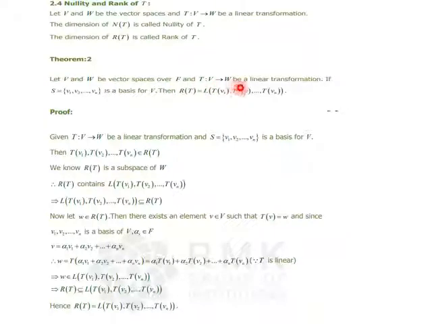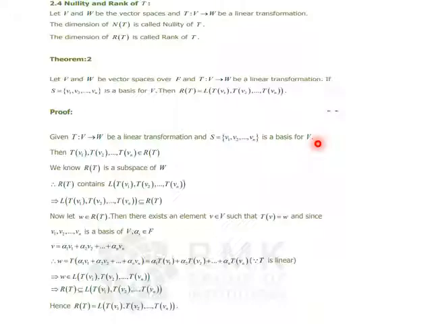Okay, now V and W are vector spaces over F. T from V to W is a linear transformation. If S is equal to {v1, v2, etc., vn} is a basis of V, then R of T will be equal to the linear span of T of v1, T of v2, etc., T of vn. This is what we are going to prove. So first let us write what is given. T from V to W is a linear transformation, and v1, v2, etc., vn is a basis of V.